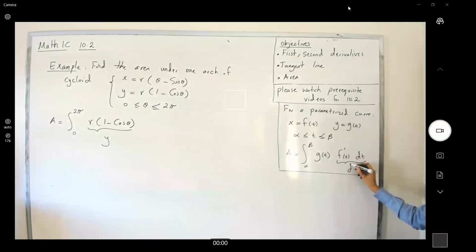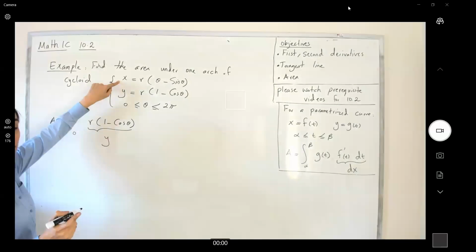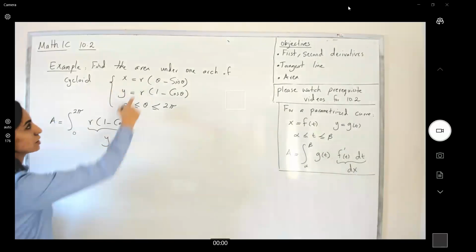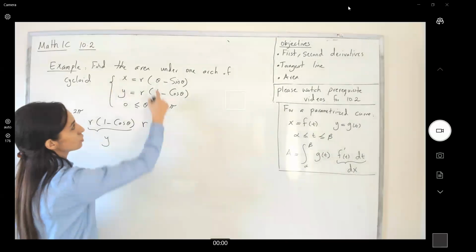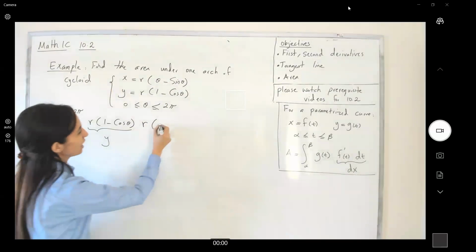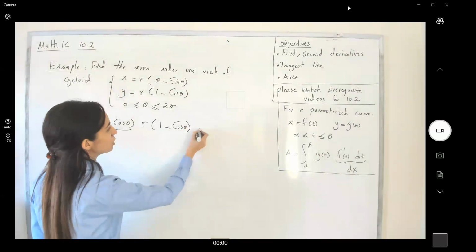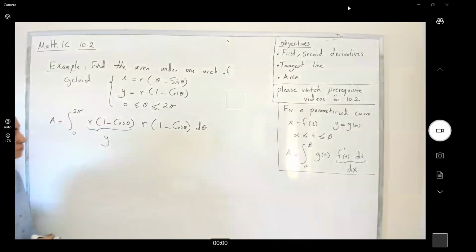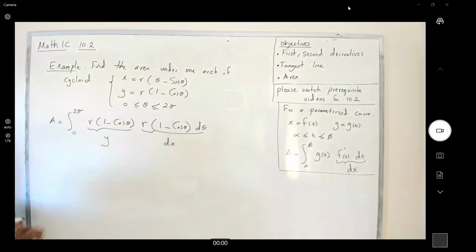Remember that this piece here is your dx. So whatever your x is, you have to take the derivative of x and write it here. So r stays the same, r is just a scalar. The derivative of theta with respect to theta is 1. The derivative of sine theta is cosine. And you need d theta. So this is your dx. Well, the rest is easy. You've seen this before in Math 1B.